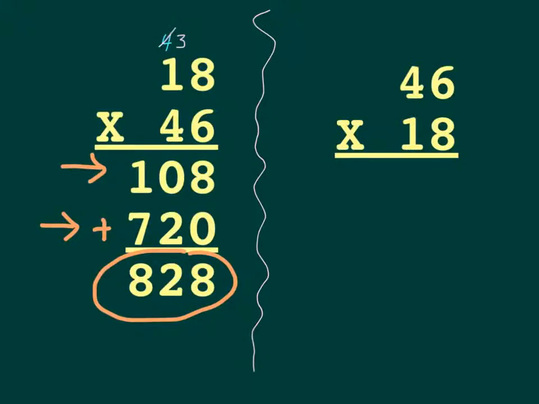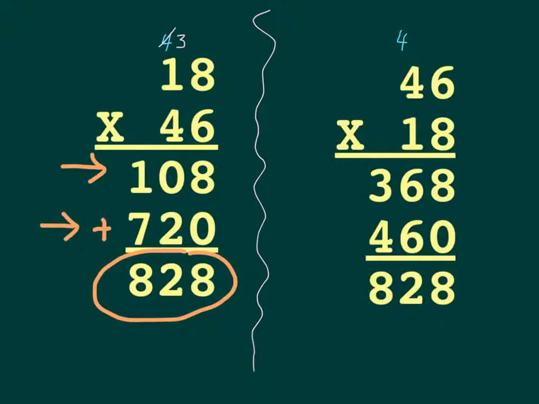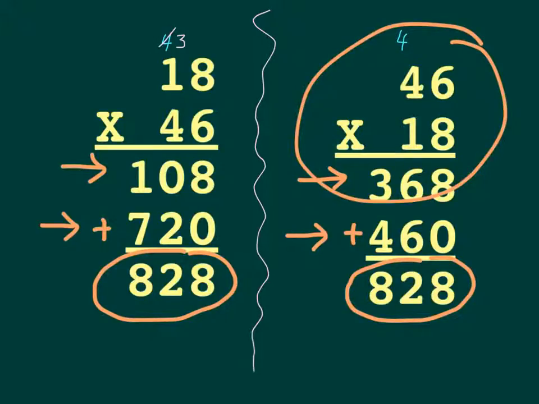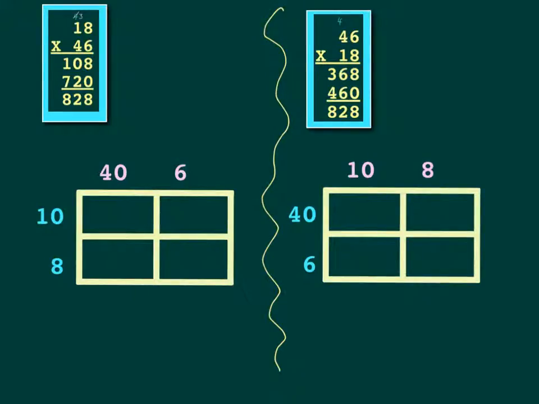If we complete the same problem over here on the right, again, we are going to get the same answer of 828, but this time we have two different partial products leading us to the same total. So thanks to the commutative property of multiplication, we can multiply 18 by 46 and 46 by 18 to get the same answer. Now we're going to see if this applies to our generic rectangle.